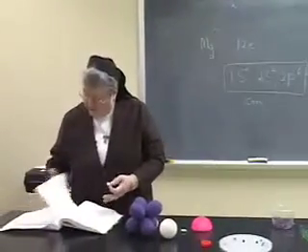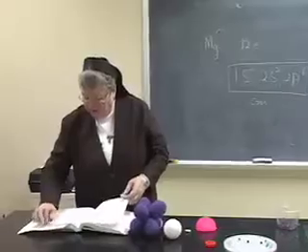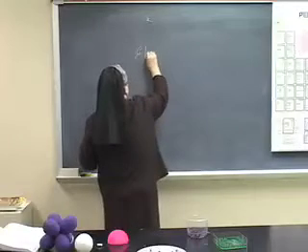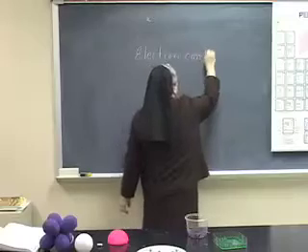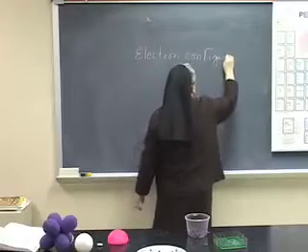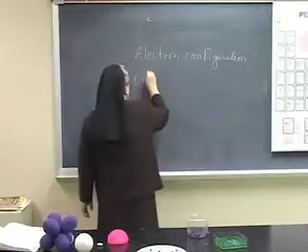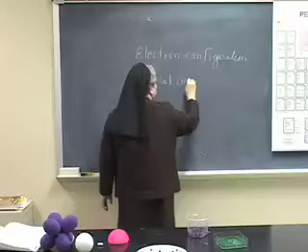There are several things in your rules that you might want to look at. You might distinguish between electron configuration and orbital diagram.